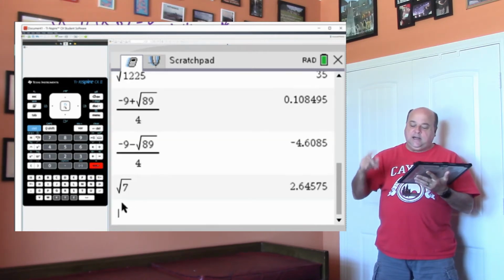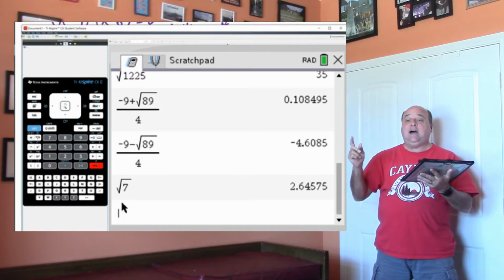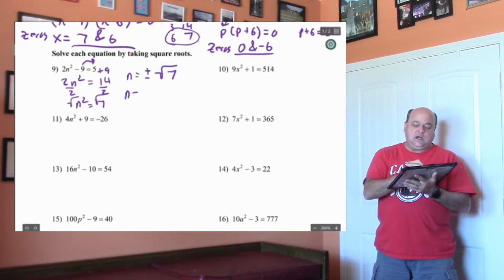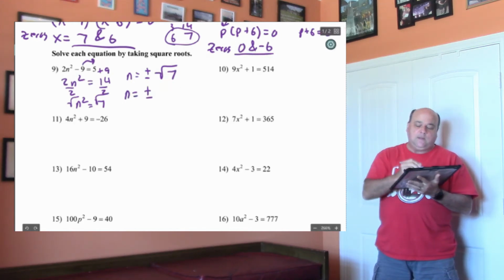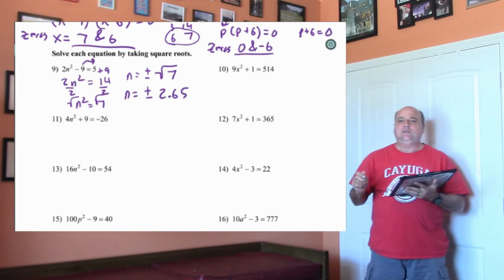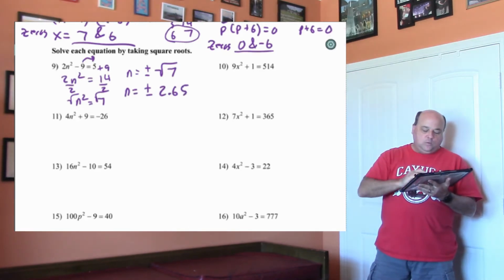Hit enter, and it's 2.65, right? I'm going to round the 4 up to 5. So 2.65, the answer is going to equal n plus or minus the square root of 2.65. Those are the decimal values of where the parabola would cross the x-axis, okay? Do one more with you.